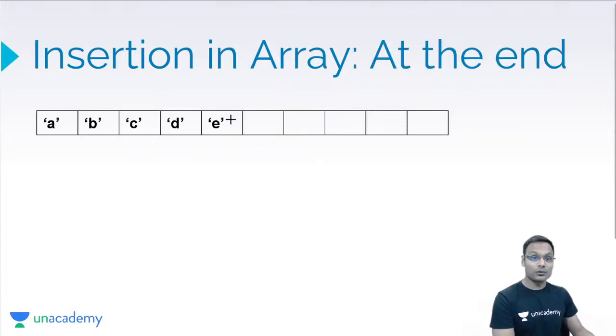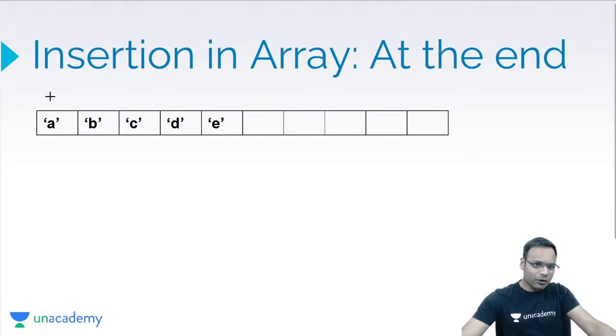Let's start with the first one: inserting an element at the end of the array. First of all, I have brought an array for you. So this is the array. Let's say the starting index is 0 for convenience. This is index 0, index 1, index 2, index 3 and 4.